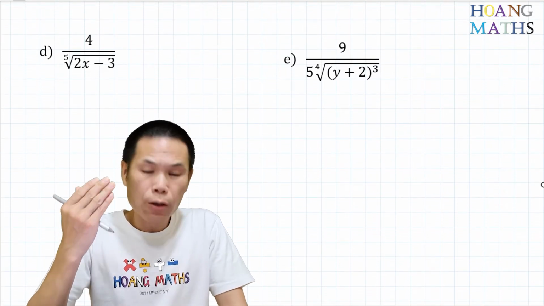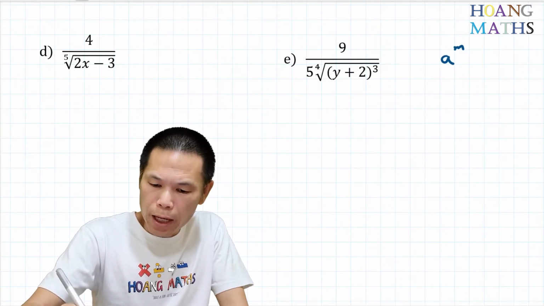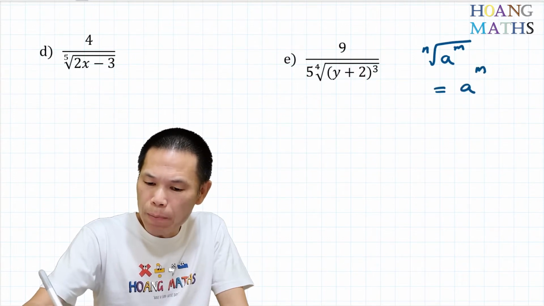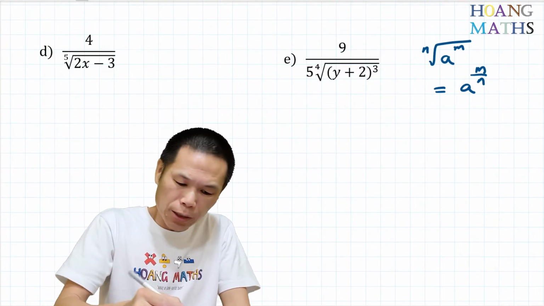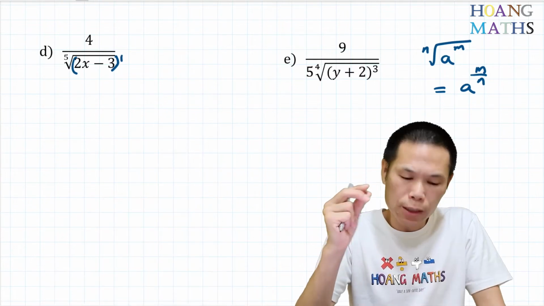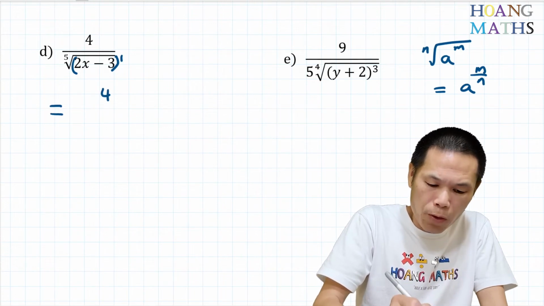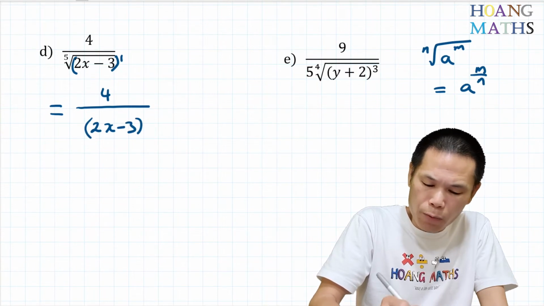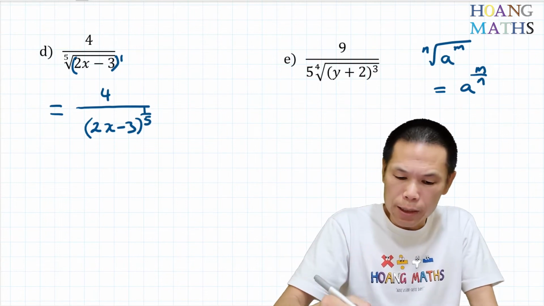Part D. So again, we have i power of m and then n root. That means it will give me i with m on top and the n going underneath. So that means i to the power of m over n. So this m is 1. Remember, fifth root is just like 1 over 5. So the 4 stays the same. I just write this down: 4 times (2x minus 3) to the power of 1/5. So there you go.